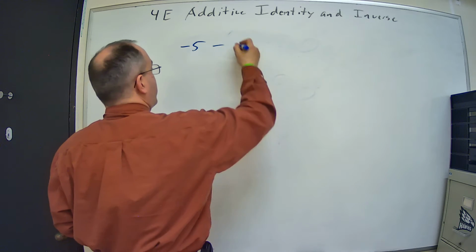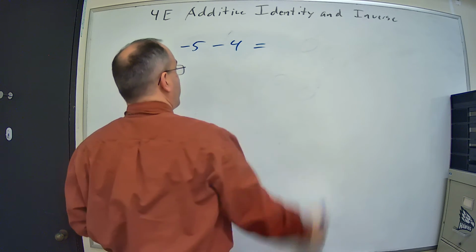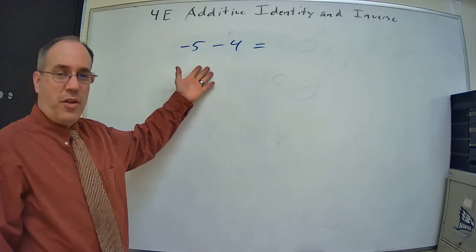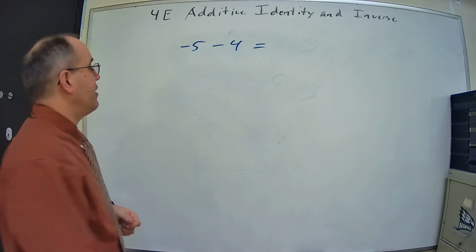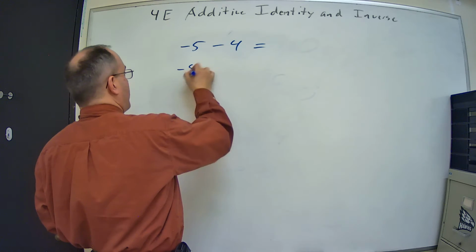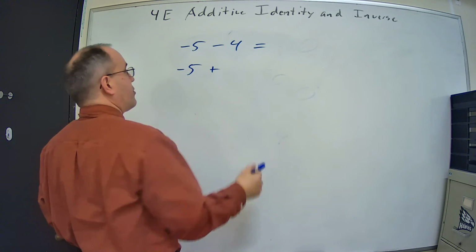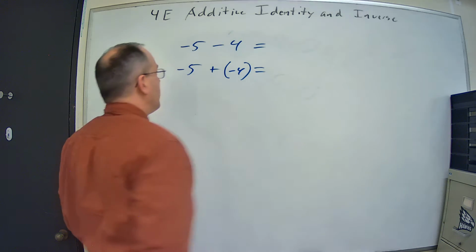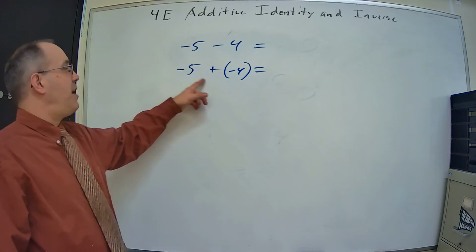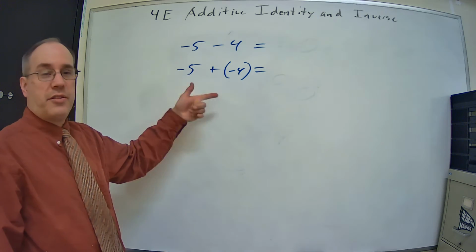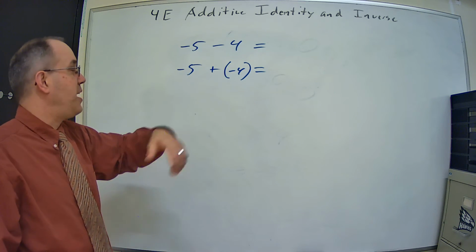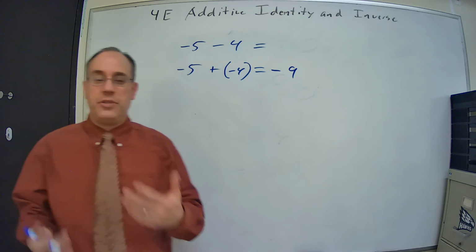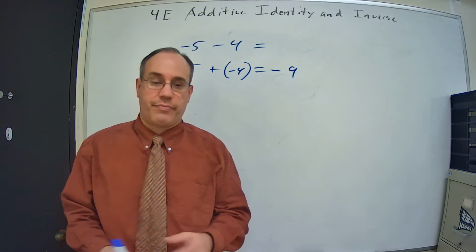-5 minus 4 equals, oh, that's a subtraction problem with signed numbers. We want to change it to addition: negative 5 plus the additive inverse of 4, which is negative 4. Then we find that negative 5 plus negative 4, signs are the same, so we add them, 5 plus 4 is 9, keep the sign, negative 9. So that's using the additive inverse.